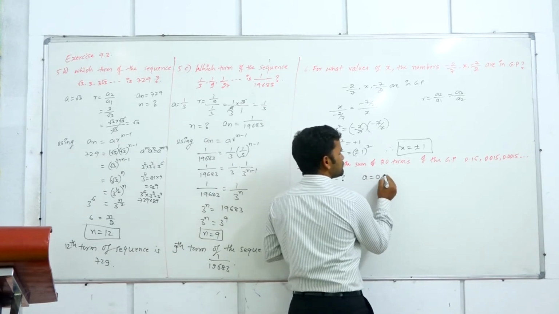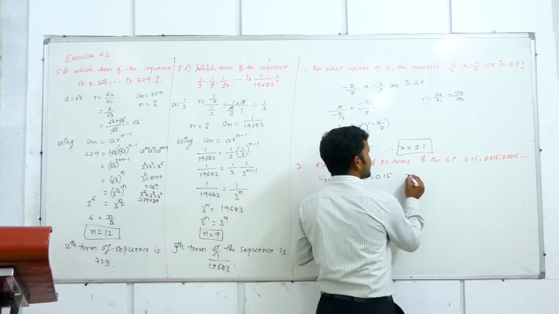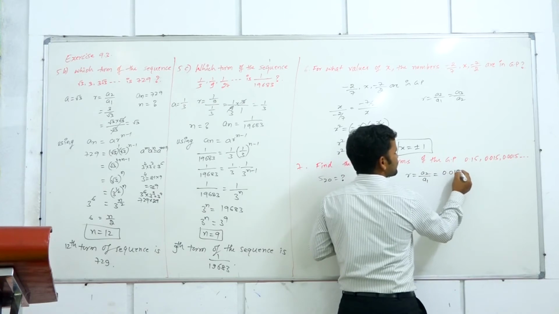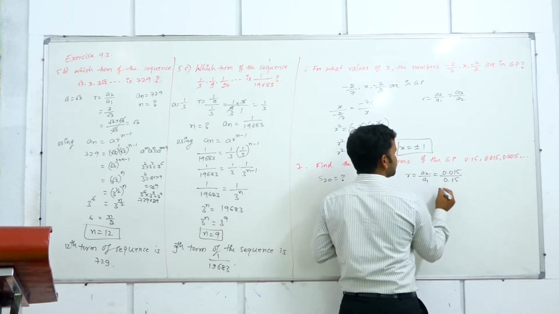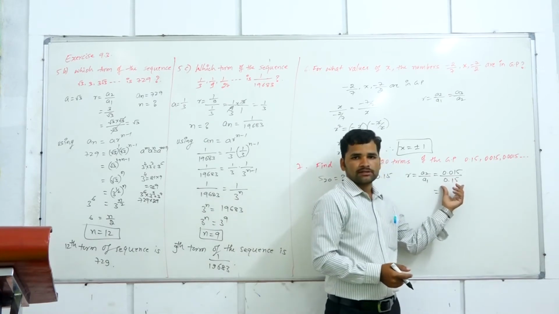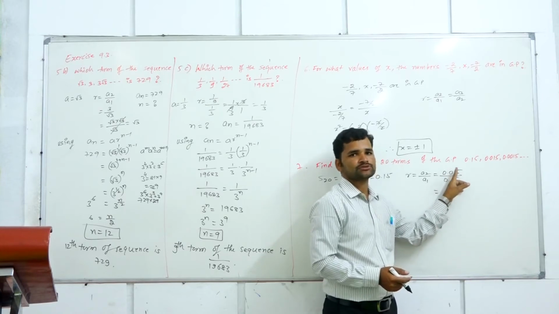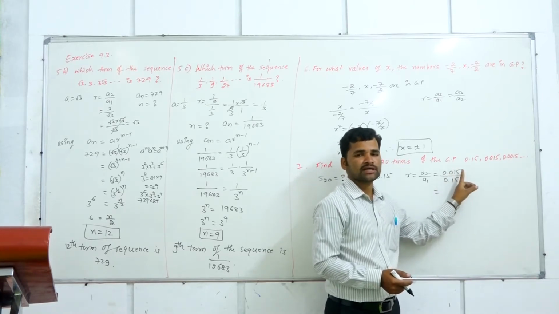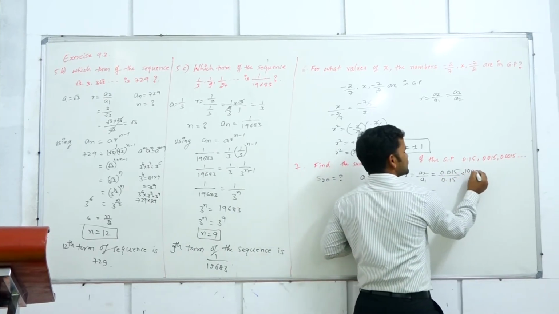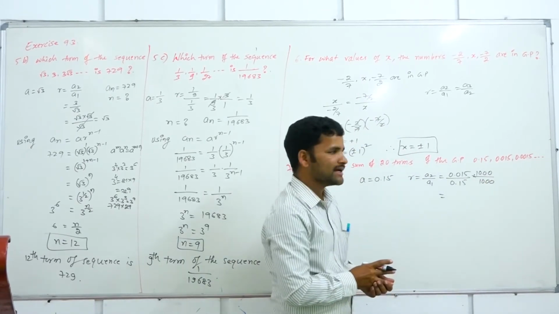A is equal to first term, that is 0.15. And what about the R? R is common ratio, A2 by A1. A2 is 0.015 divided by 0.15. Now, here what I will do to simplify this, I will try to shift this decimal point 3 places to the right hand side. For that, I will multiply by 1000 and divide by 1000. Nothing wrong. 1000 are going to get cancelled anyhow.